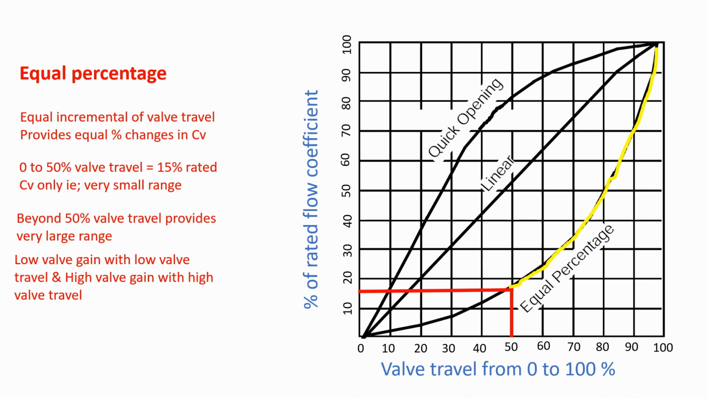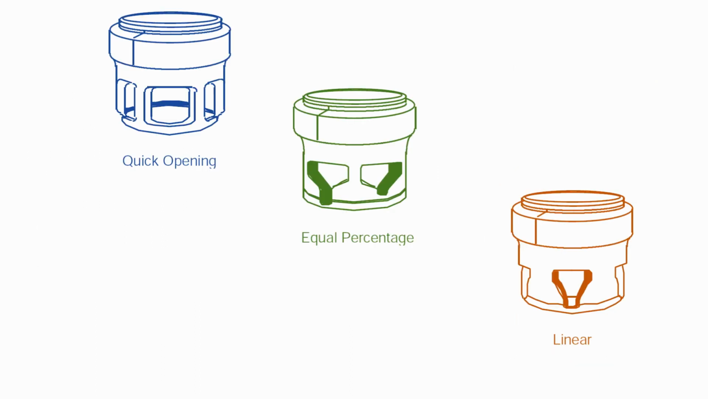It is established by using the flow characteristic plugs. You can see in this slide we have three different types of plugs, and you can see very clearly that the quick opening valve plug is different, the linear valve plug is different, and at the same time the equal percentage valve plug is different. So a different valve plug has to be used for different flow characteristics.